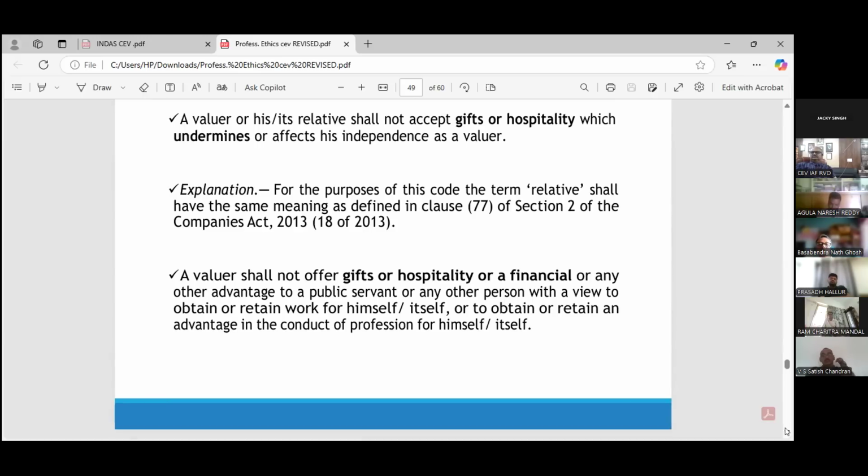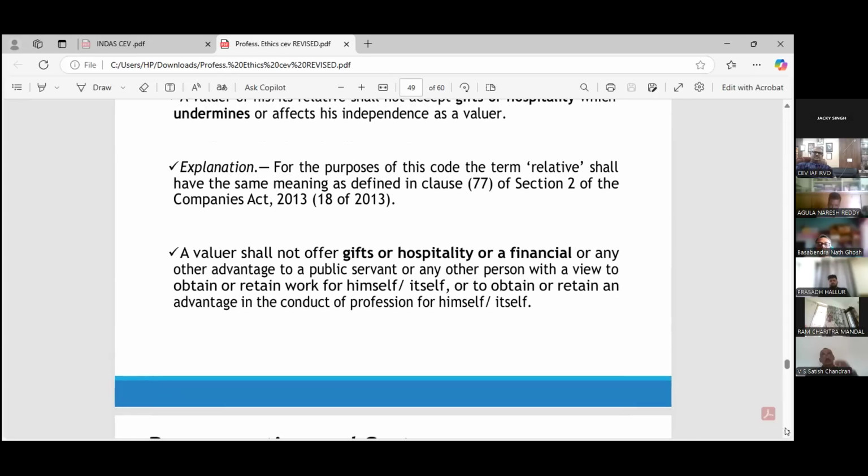A valuer shall not offer gift, hospitality, or financial or any other advantage to a public servant or any other person with a view to obtain or retain work for himself or itself, or to obtain or retain an advantage in conduct of profession for himself or itself.